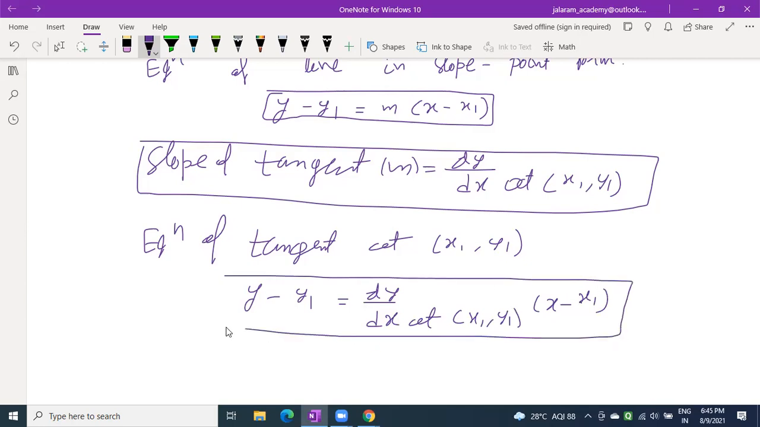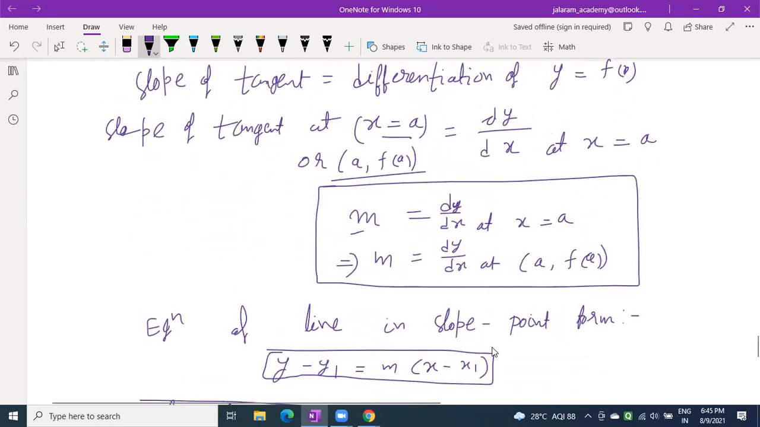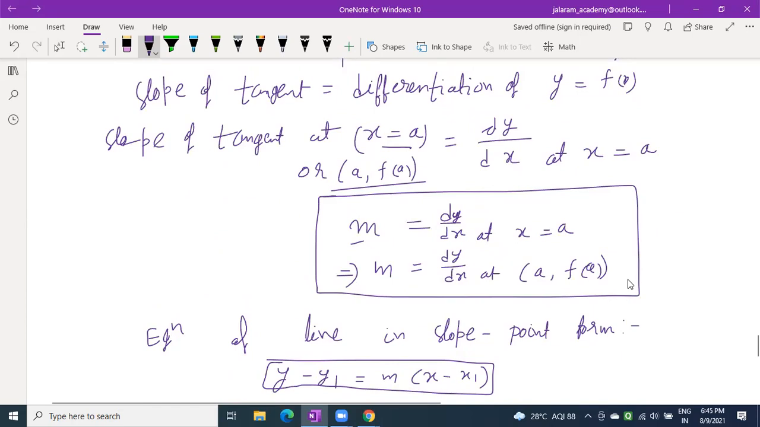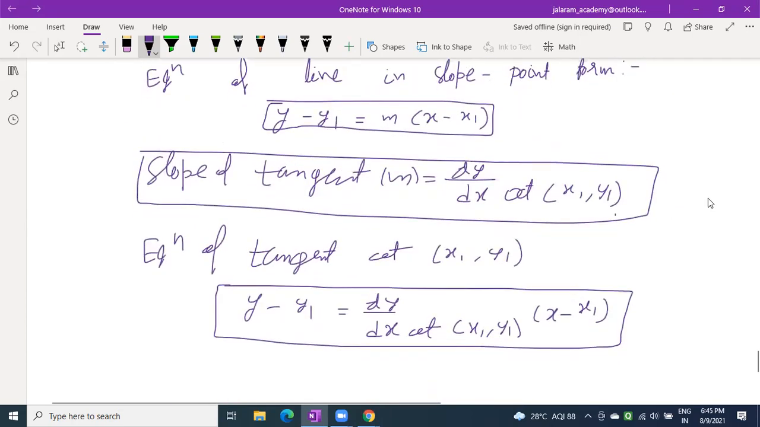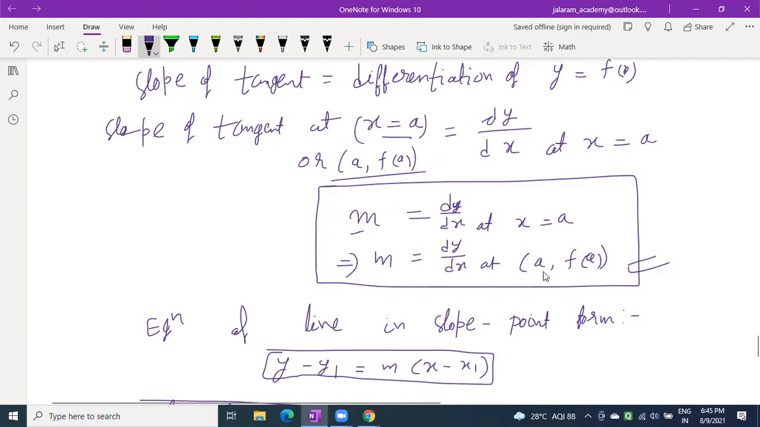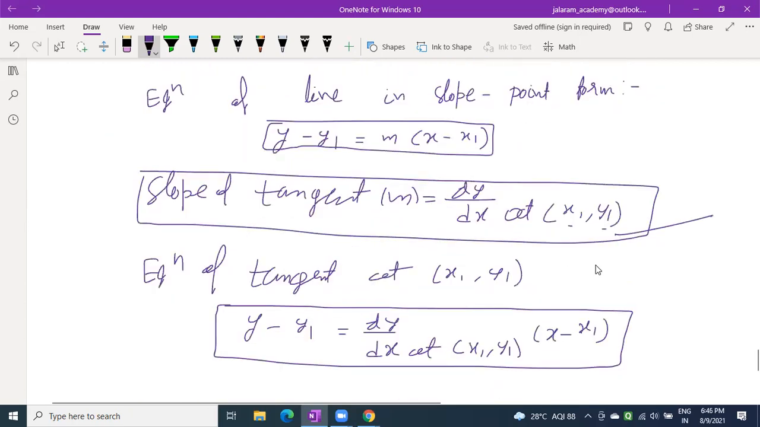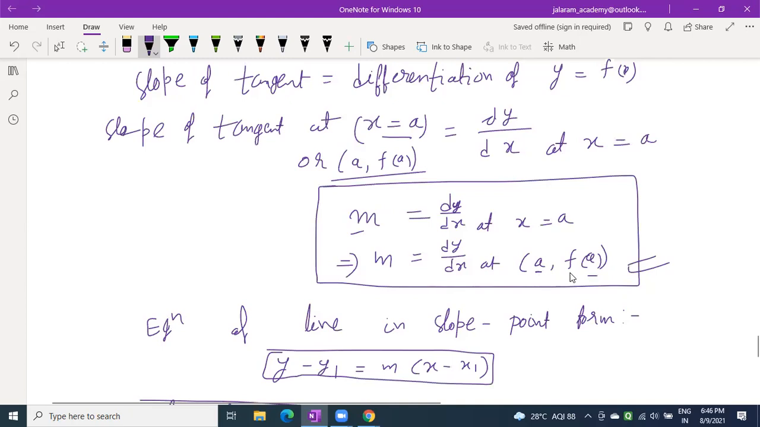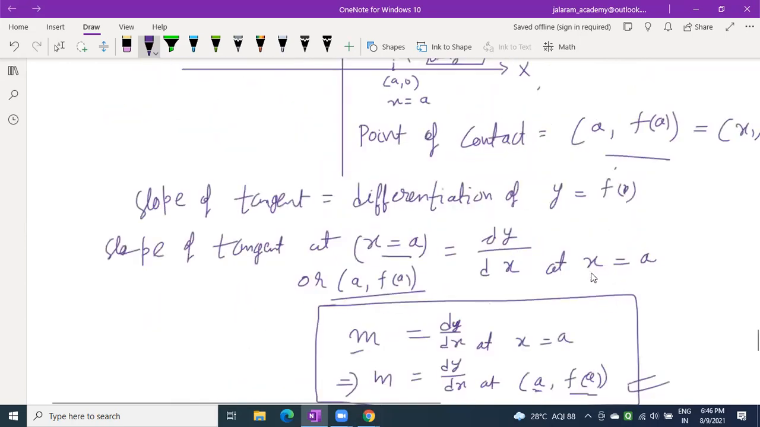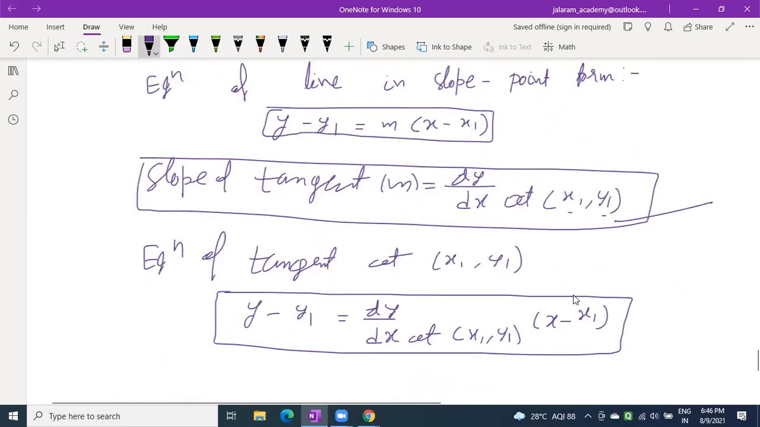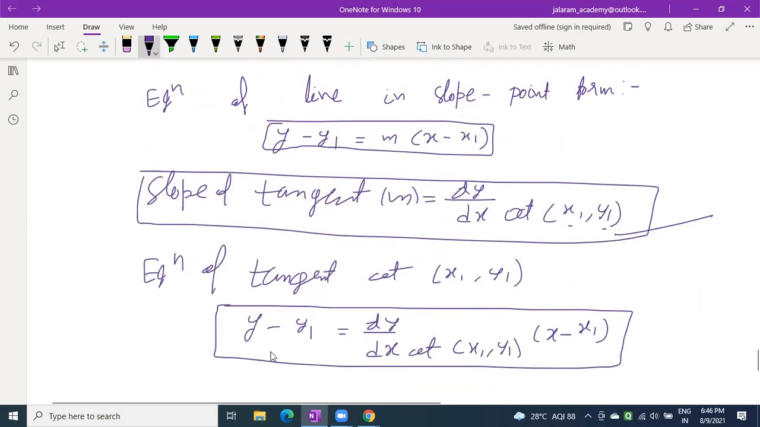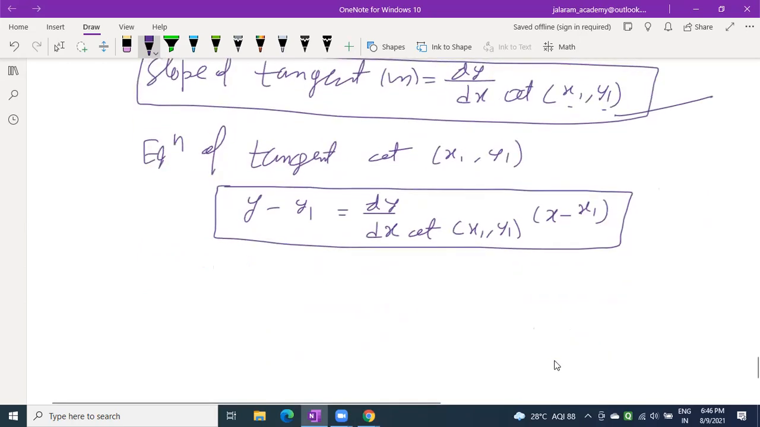So this is how we can find the equation of the tangent. Both are the same: in place of A comma f(A), we can also write x1 comma y1. We have taken the value of x1 as A and y1, which is at x1, is f(A), when y equals f(x) is the equation of the curve. So the equation of the tangent in slope point form is y minus y1 equals dy by dx at x1 comma y1 into x minus x1.